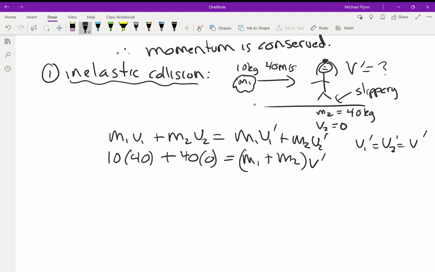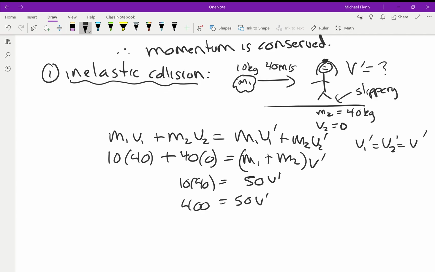So the ball of dough is 10, she's 40, so that's a total of 50 kilograms times v prime equals 10 times 40 over here, which is just 400. All right, so 400 equals 50 v prime.